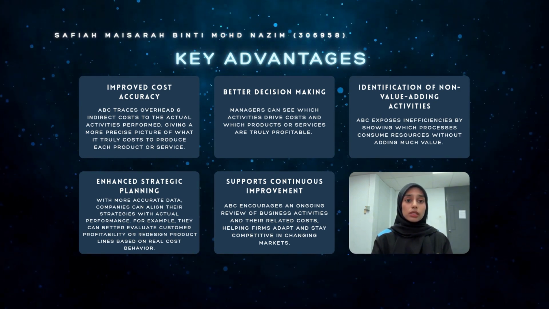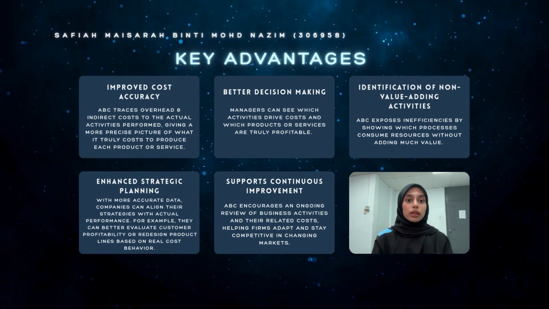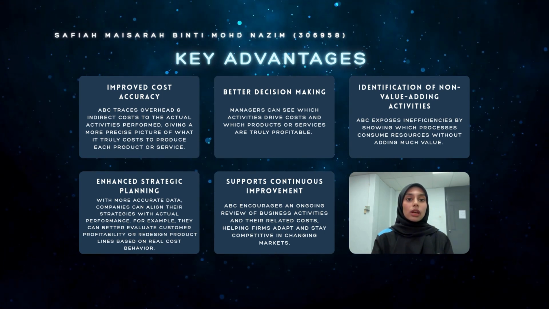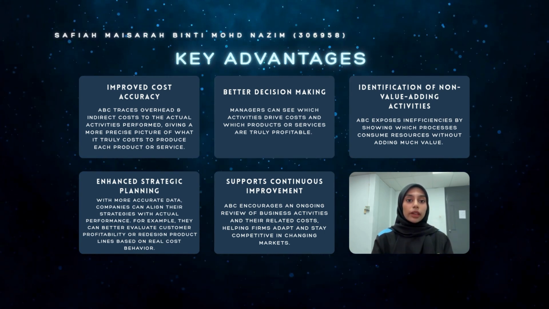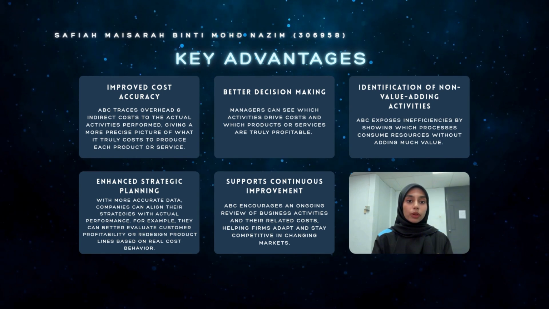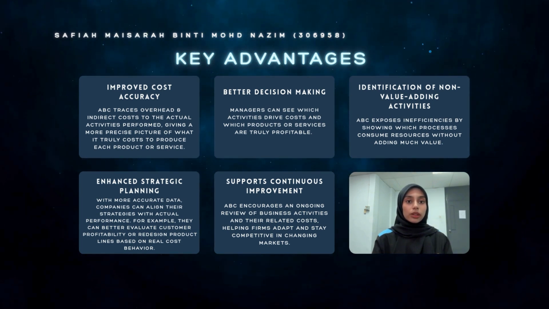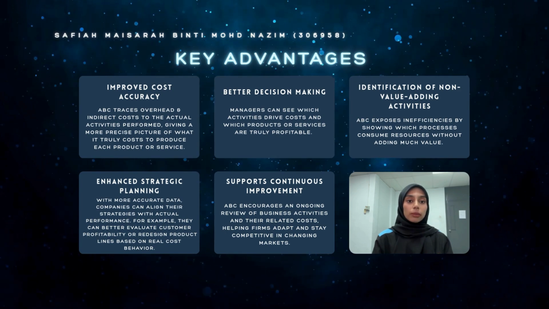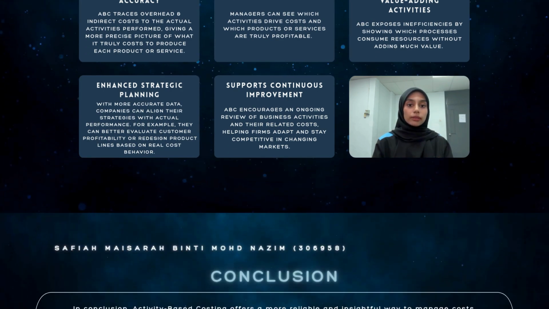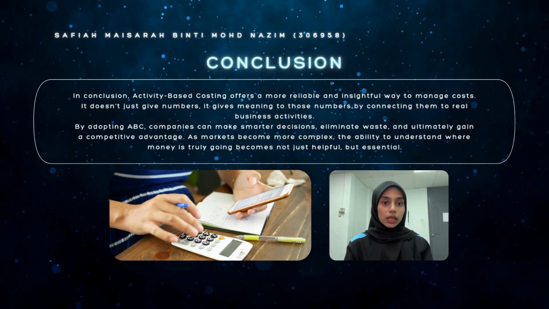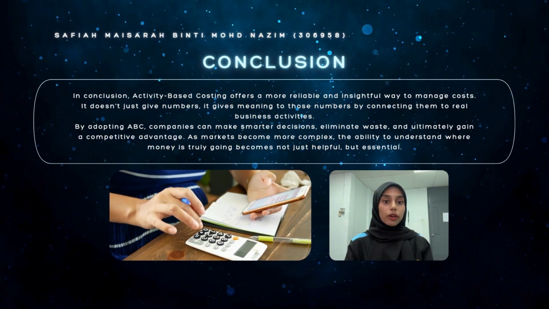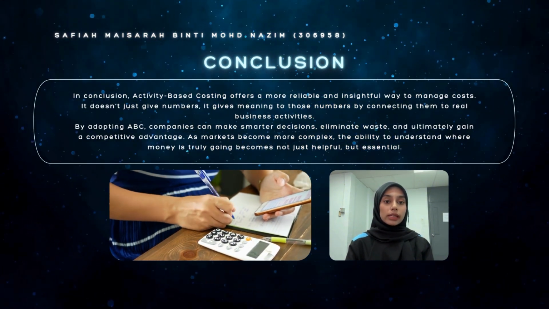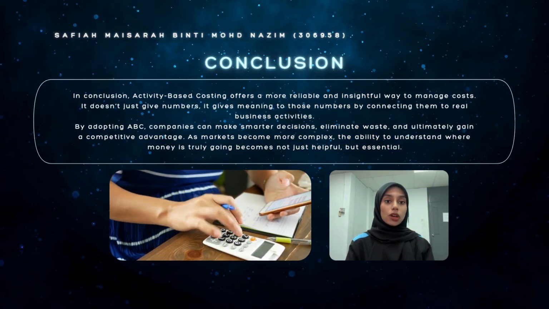And the last one is number 5, support continuous improvement. ABC encourages an ongoing review of business activities and their related costs, helping firms adapt and stay competitive in a changing market. So, in conclusion, activity-based costing offers a more reliable and insightful way to manage costs.